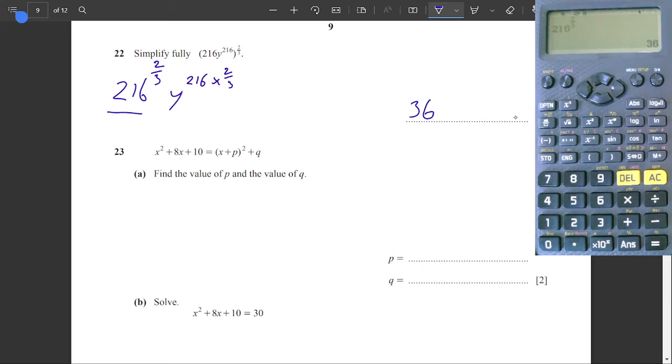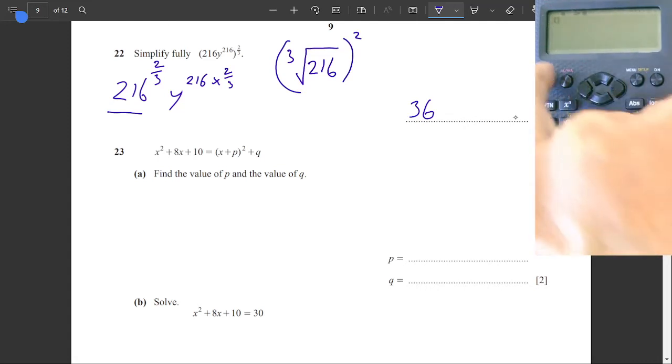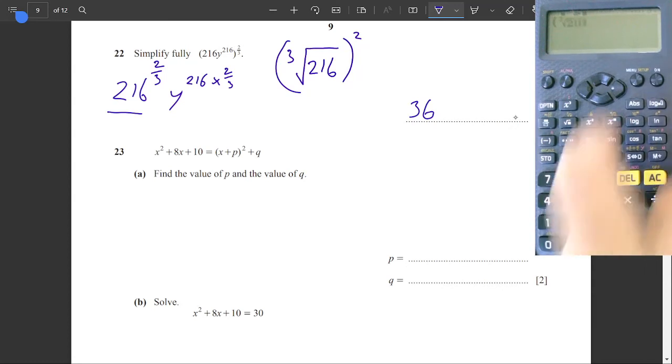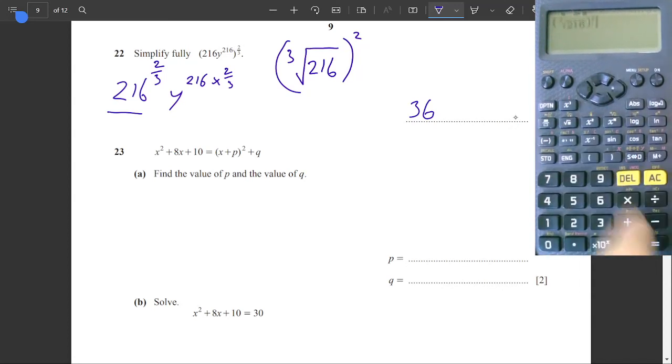You want to know why it's 36? Because when we've got a fractional power, it's the same as a root. So we can also write that like this, which is the same answer. You want to see? Let me show you. So that's the same as cube root 216 squared, 36. Okay, hang it in your calculator.